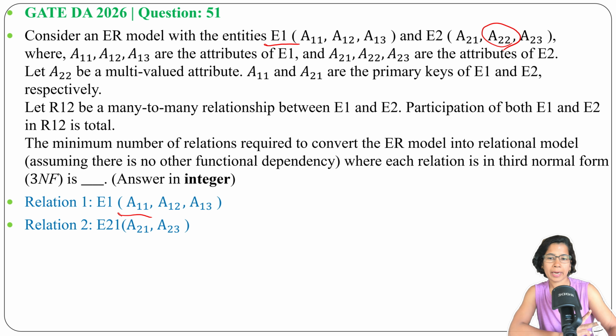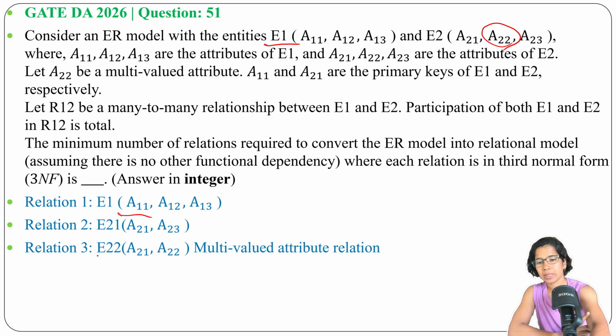So for A22, we will create another relation having primary key A21. That will be another relation where A21 and A22 both will be there. A22 is a multi-valued attribute, so for that we will create another relation. Here both will be key. In case of E2, A21 will be key.